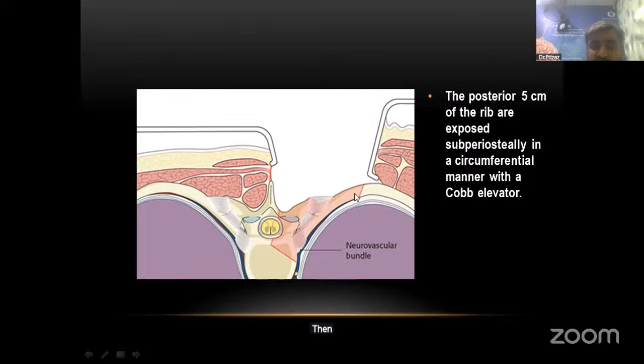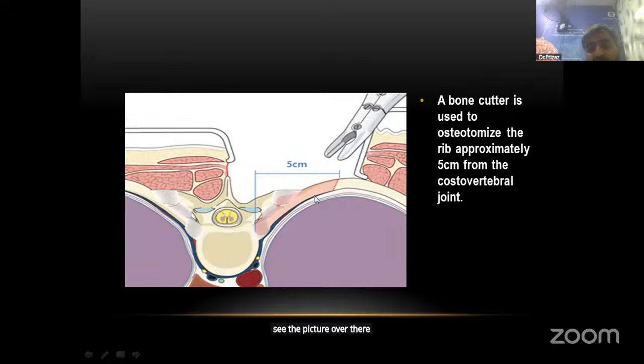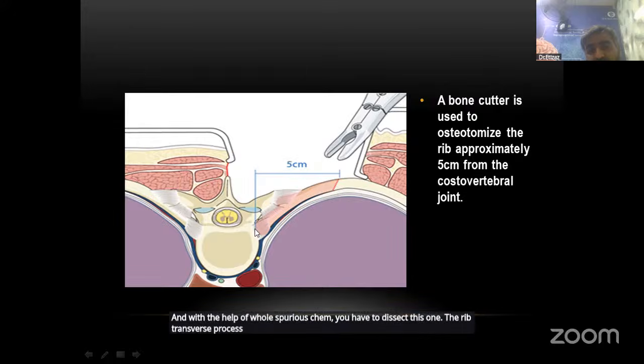When we have approached this one, we have resected the whole muscle, dissected the muscle over there, then see the picture over there. Now the rib is clear, the transverse process is clear, all these structures should be clear, and with the help of the periosteum, you have to dissect the rib, transverse process, part of the pedicle, and this lateral portion and the body.